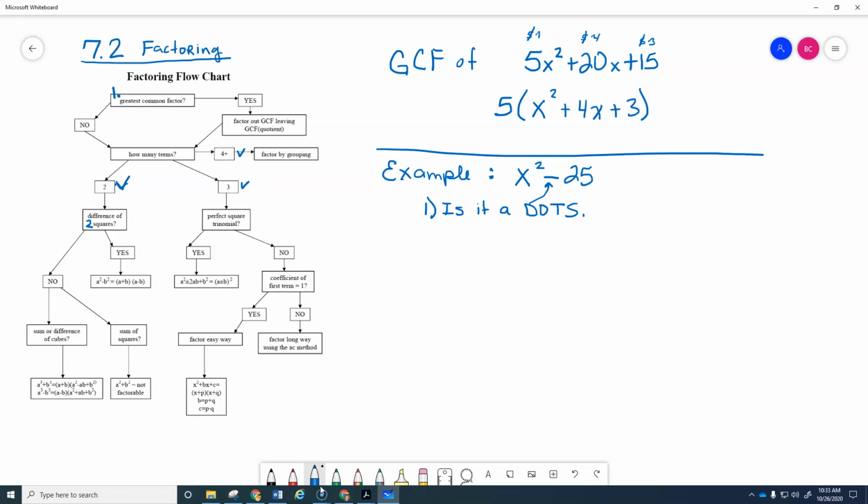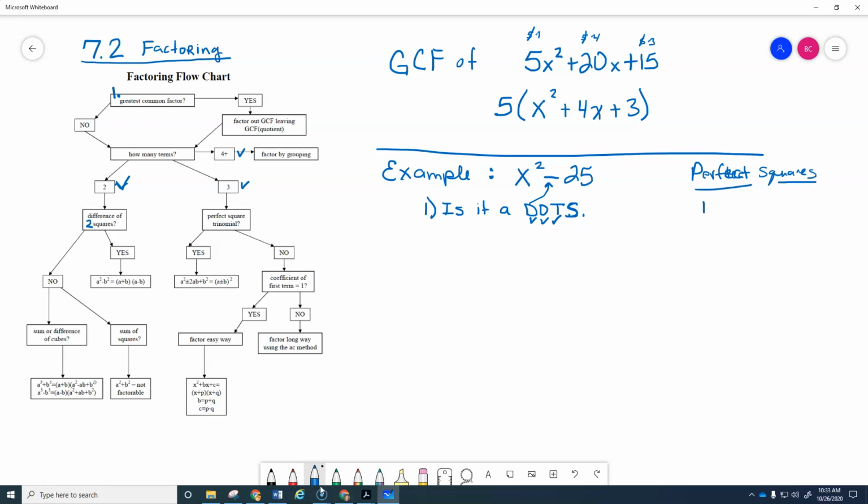Okay, it's going to be of 2 things right here because there's 2 terms. So it's a difference of 2, so far we meet those criteria, but are these 2 things that we're looking at right here perfect squares? So let's make sure you know what I'm talking about when I say what a perfect square is.